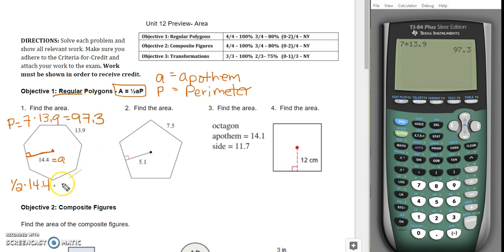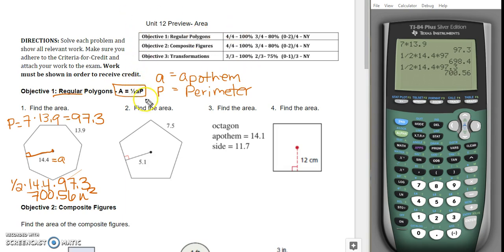That perimeter is going to go in part of my formula, 97.3. I'm going to go back to my calculator. So 1/2 times 14.4 times 97.3 gives me, oh, I forgot my 0.3. Gives me 700.56. So my area is 700.56 units squared.